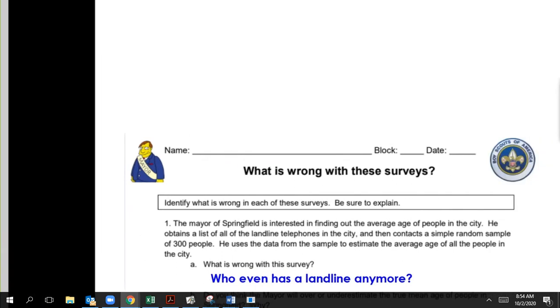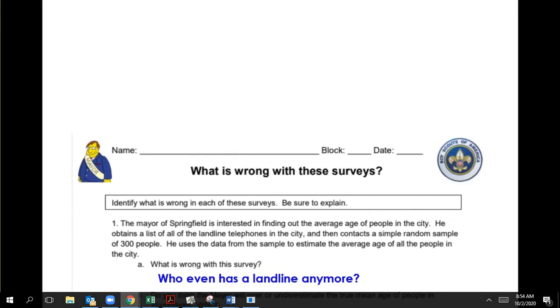All right, so start with number 1. What is wrong with this survey? They want to find out the average age. And so they reach out to obtain a list of all landline telephones in the city and then contact the simple random sample of people with landlines. So what is wrong with this survey? Well, the question I posed in my answer was, who even has a landline anymore? And so that is definitely a big problem.